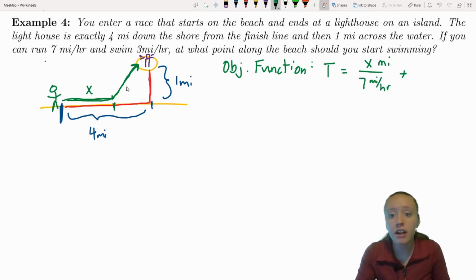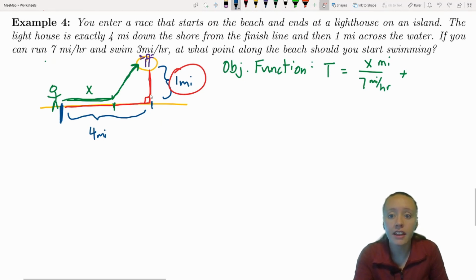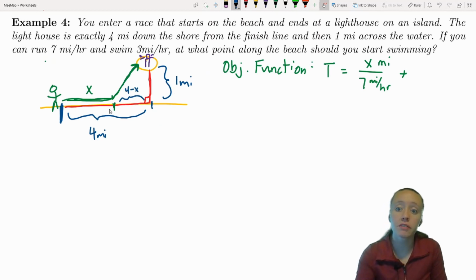So I need to figure out this distance here. So if we know this distance is x, we know that this forms a right triangle where this length is 1. What is this length here? Because then I can just use the Pythagorean theorem. Well, that length here is 4 minus x. Whatever distance we ran, we're going to take away that distance, and that's going to be what's left along the shore. But that's that point we jump into the water, so we're going to use the Pythagorean theorem to figure out that length of the triangle.